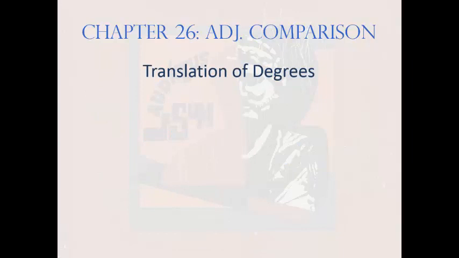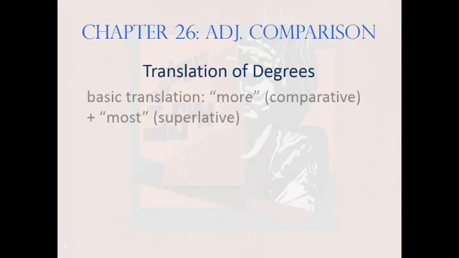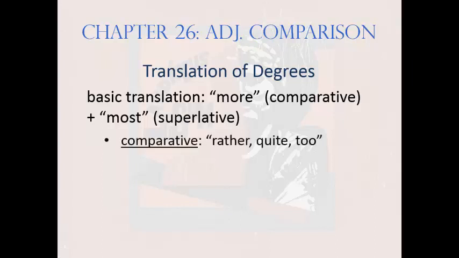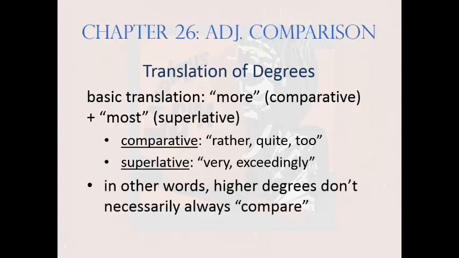Now let's address how to translate adjectives in the comparative and superlative degrees. The basic translations are more, comparative, and most, superlative. But the comparative can also convey a sense of rather, quite, too, that is, more than is necessary. The superlative can mean very, exceedingly, that is, the most ever seen. So, the higher degree forms don't always compare two or more things. Sometimes they just intensify the adjective's basic sense.